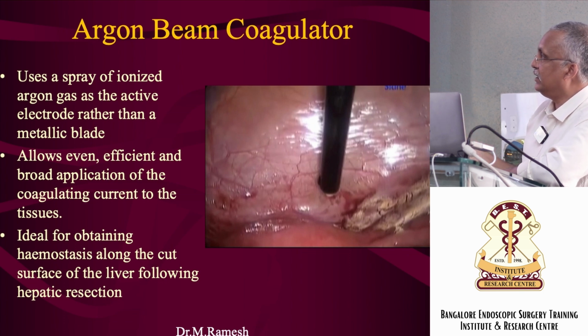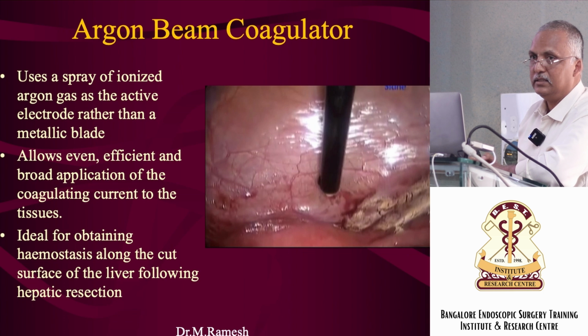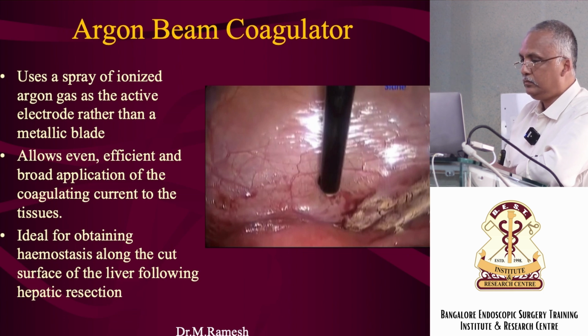It allows efficient and broad application of coagulation current on tissues, ideal for obtaining hemostasis along the cut surface of the liver following hepatic resections. So let's see how it works.